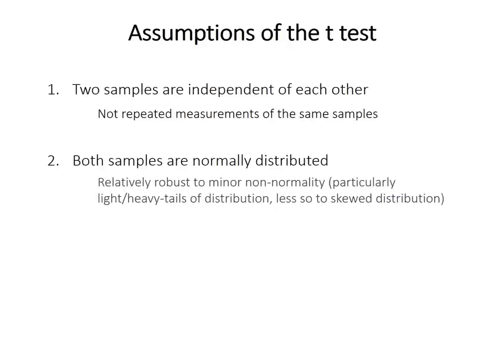And second, as already mentioned, the samples must be more or less at least normally distributed. The test is somewhat robust to this as long as they aren't really skewed. So if you have a peak in the middle and it's got a relatively symmetrical shape of the histogram, then it's probably fine for a t-test.